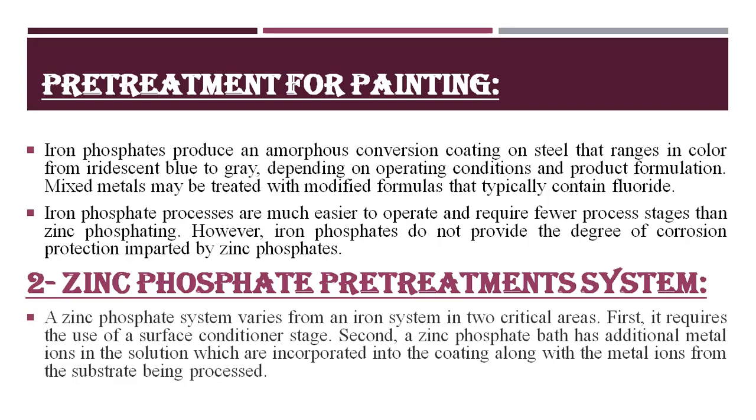The second pre-treatment system is zinc phosphate. Zinc phosphate systems vary from an iron system in two critical areas. First, it requires the use of a surface conditioner stage. Second, a zinc phosphate bath has additional metal ions in the solution which are incorporated into the coating along with metal ions from the substrate being processed.